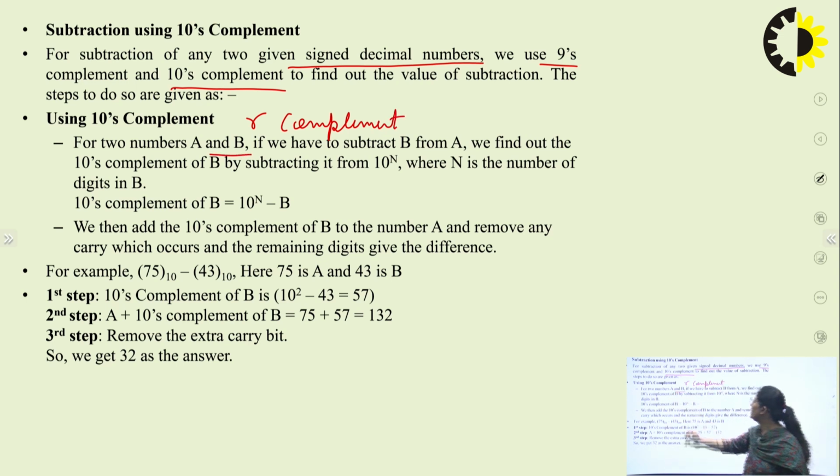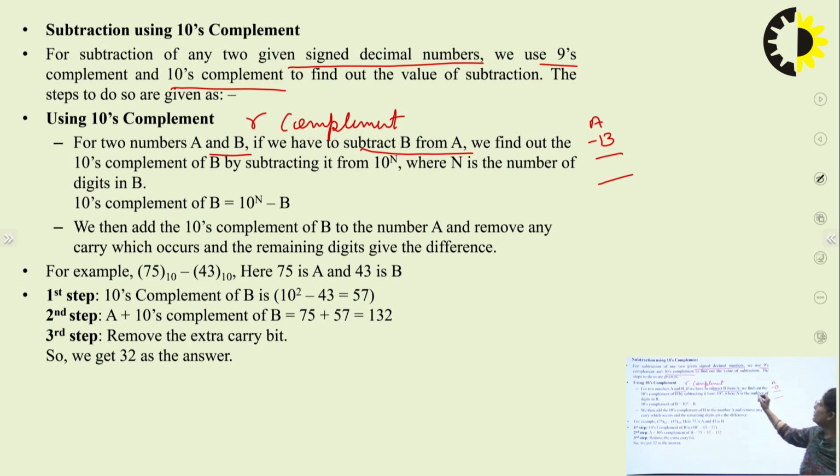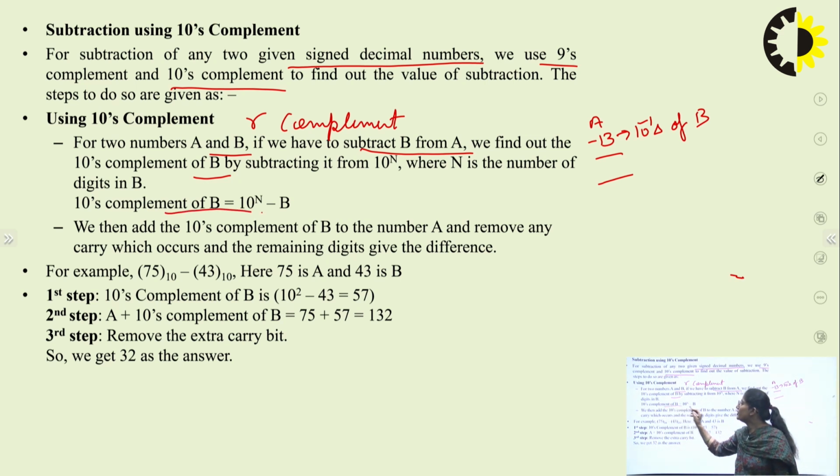For two numbers A and B, we want to perform A minus B, that is, subtract B from A. First we will find the 10's complement of B. What will be the 10's complement of B? 10 to the power n minus B, where n is equal to the number of digits.